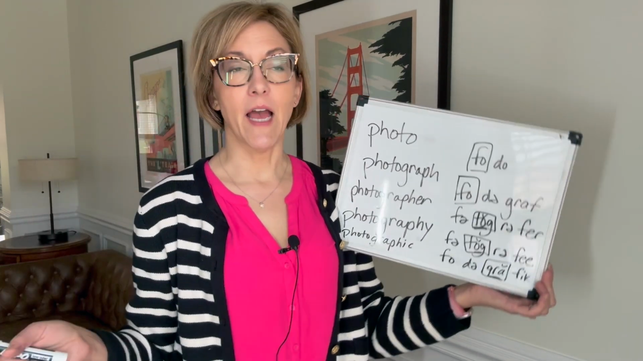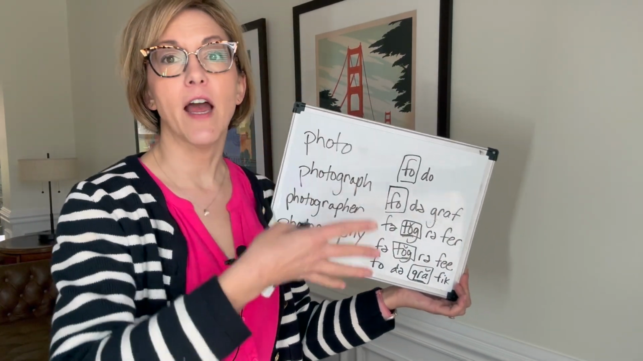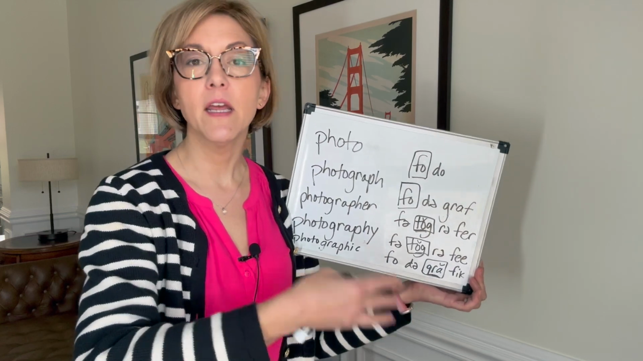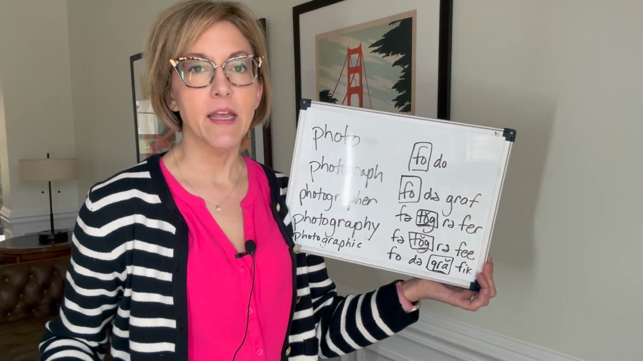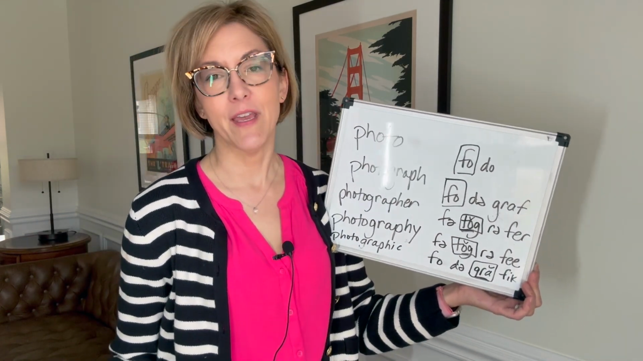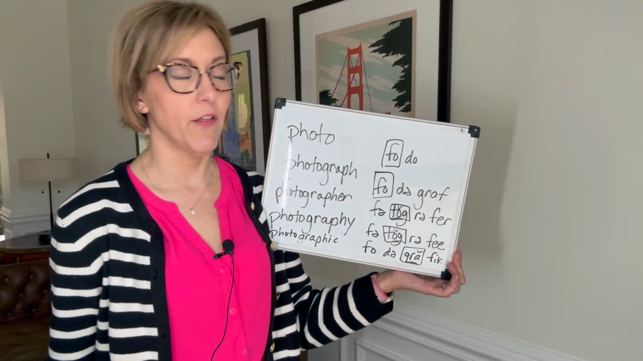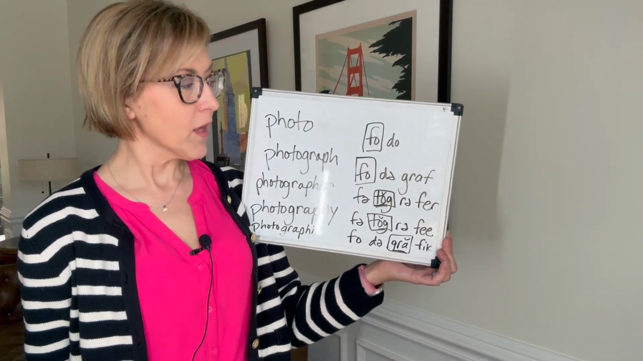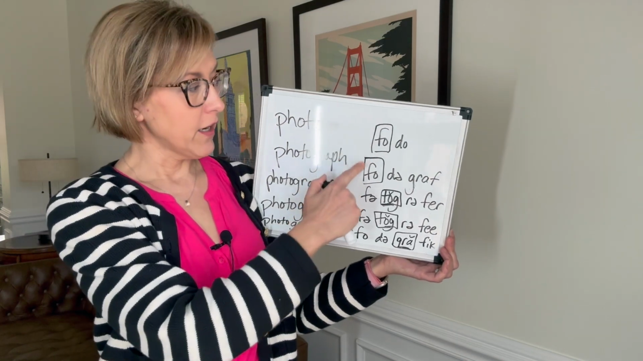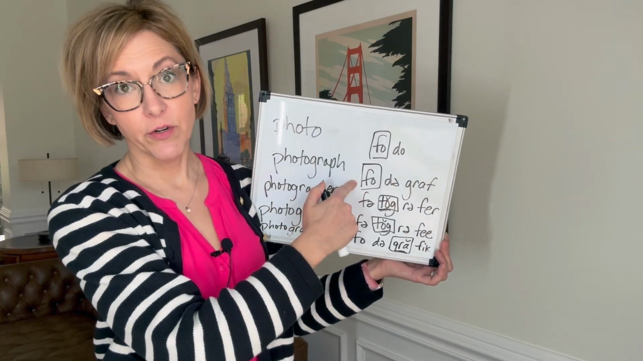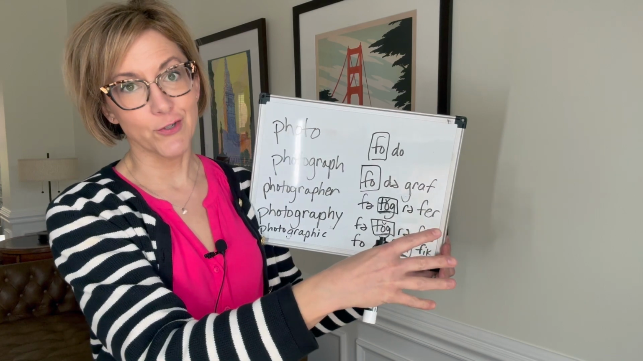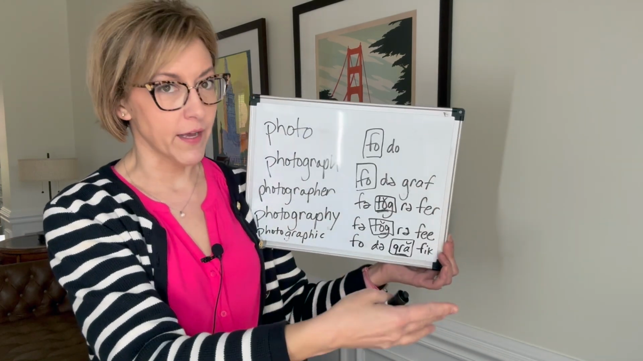So most of the time in English, we prefer stress to be on syllable 1 in a word, and we see that in all of the nouns that we use. Stress tends to fall at the beginning of the word. So that is the rule here. Photo, photograph. We are going to keep that stress on syllable 1.